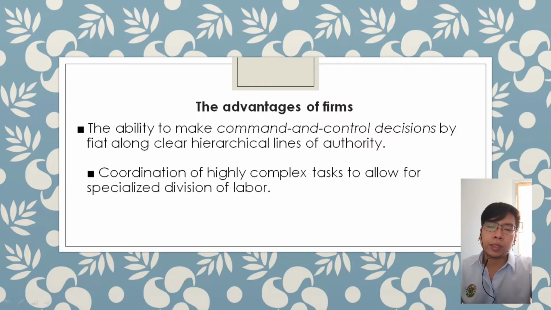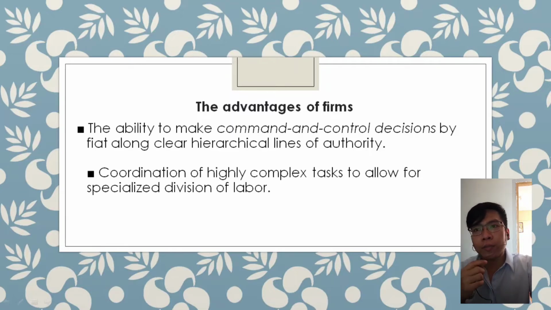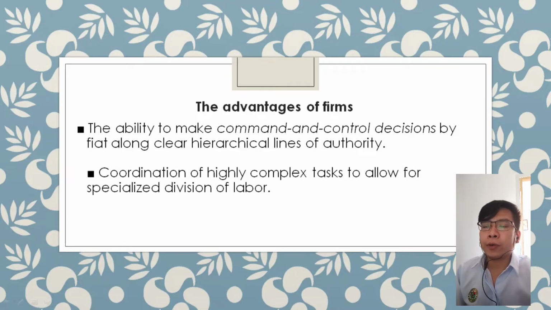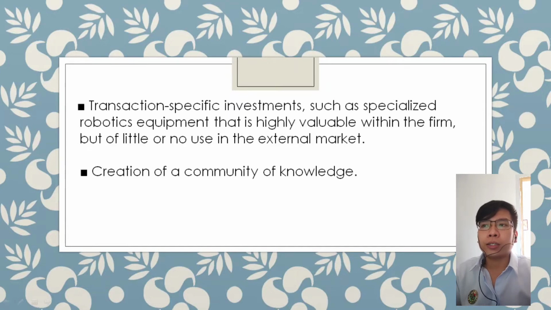Also, firm and markets, as different institutional arrangements for organizing economic activity, have their own distinct advantages and disadvantages, summarized here. The advantages of firms include, first, the ability to make command and control decisions set along clear hierarchical lines of authority. Second, coordination of highly complex tasks to allow for specialized division of labor. Third, transaction-specific investment, such as specialized robotics equipment that is highly valuable within the firm but of little or no use in the external market. The last, creation of a community of knowledge.